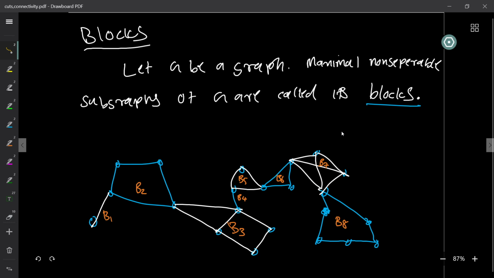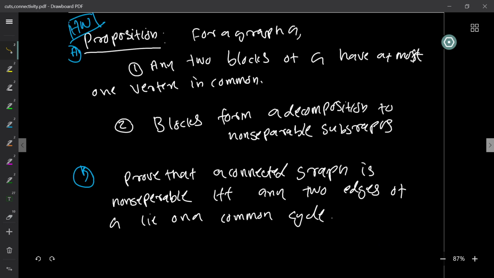So each of these subgraphs are blocks, and they are maximal subgraphs without cut vertices. So they are basically non-separable subgraphs, and these are the blocks of the graph. So we will need it a little later, but not at the moment.